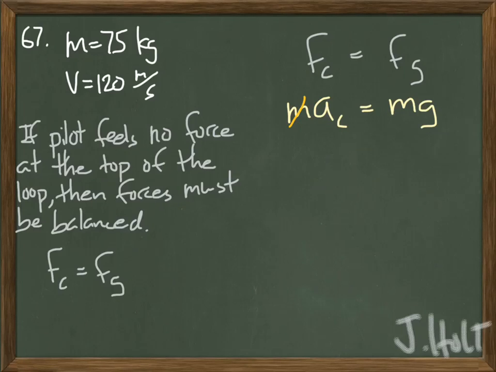Again, the masses cancel out. If you want to, you can put in 75. By all means, if you feel like it, you can go ahead and throw 75 in there, but they cancel out, so you don't have to. It's unnecessary.